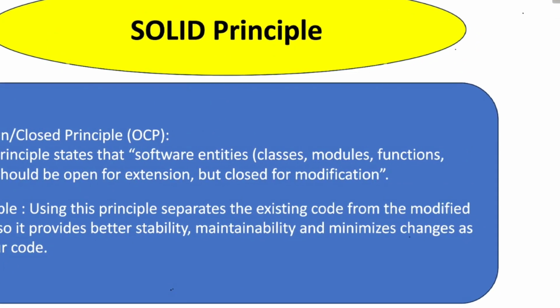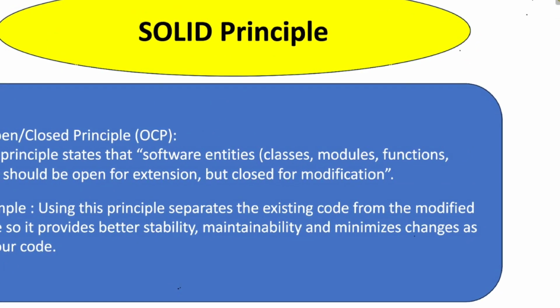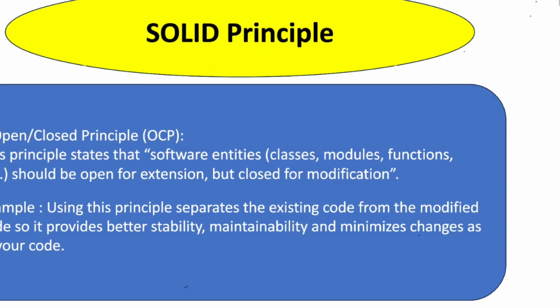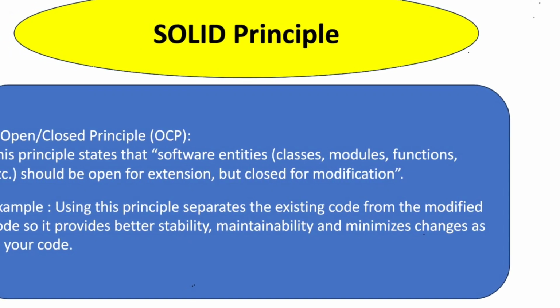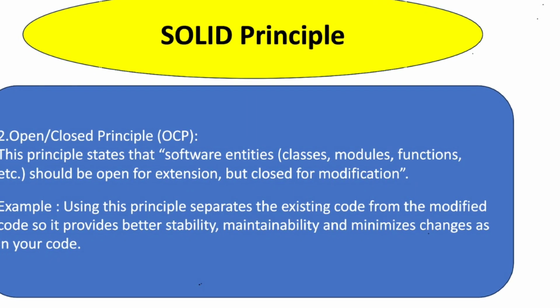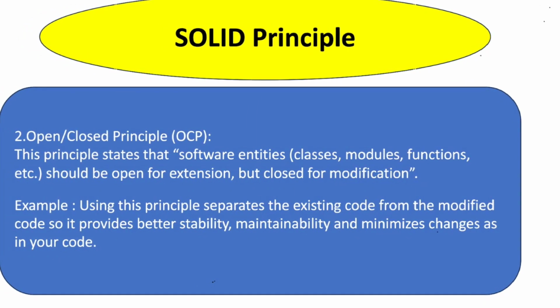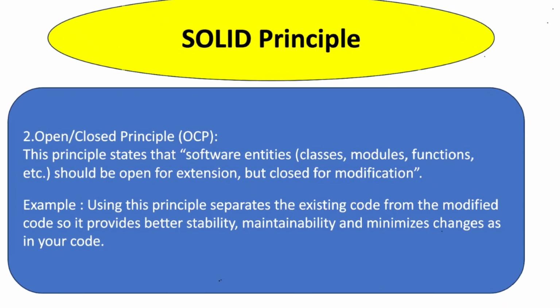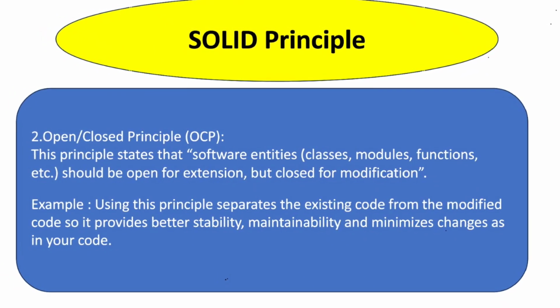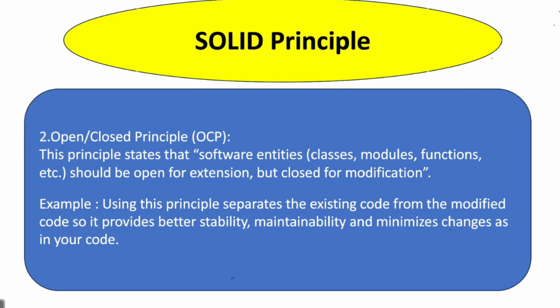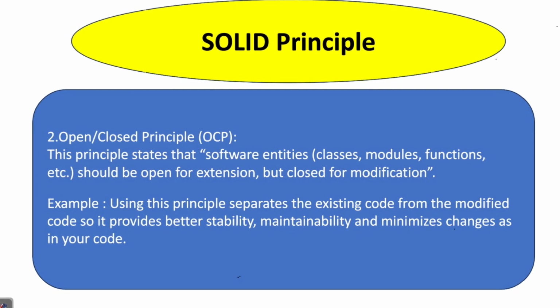2. Open-Closed Principle, OCP. This principle states that software entities, classes, modules, functions, etc. should be open for extension, but closed for modification. Example. Using this principle separates the existing code from the modified code, so it provides better stability, maintainability and minimizes changes in your code.